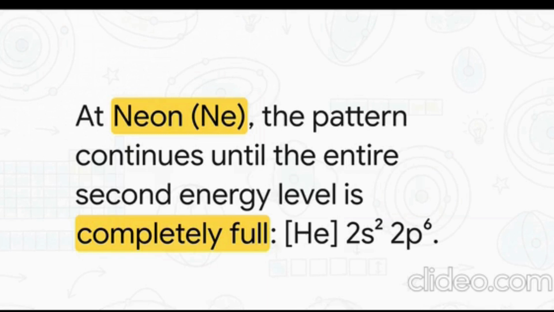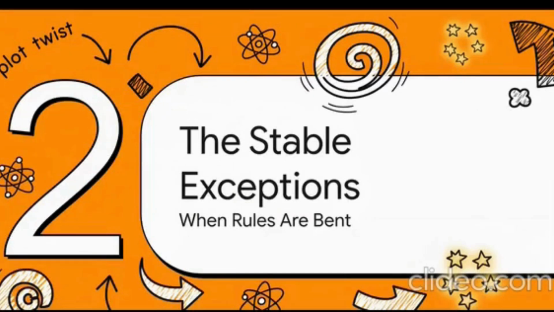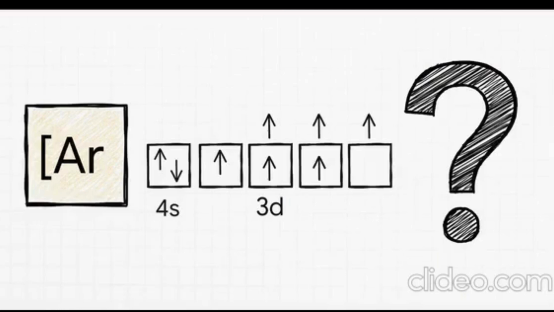So far, so good. The rules are holding up perfectly. But this is where our story takes a really interesting turn. All right, welcome to the plot twist. Just when you think you've got all the rules figured out, we run into a few fascinating rebels. These are what we call the stable exceptions. Let's take a look at chromium. Now, if we follow our stadium seating rule, we'd fill the lower energy 4s orbital first with 2 electrons before we put the last 4 into the 3d orbitals. That would give us an expected configuration of [Ar]3d4 4s2. Makes perfect sense. It follows our rules to the letter, right?